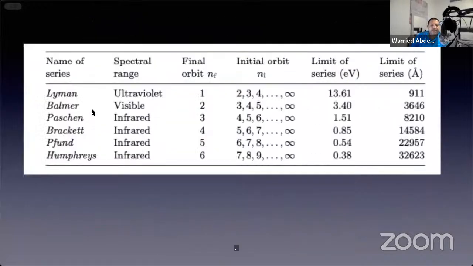And again, we have these other series that describe the energies of these transitions. So, for example, the Pfund series: all of these photons have a final orbit of n equals 5, and the initial one could be from 6 all the way up to infinity.